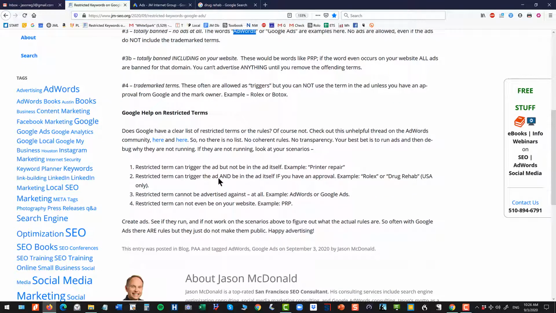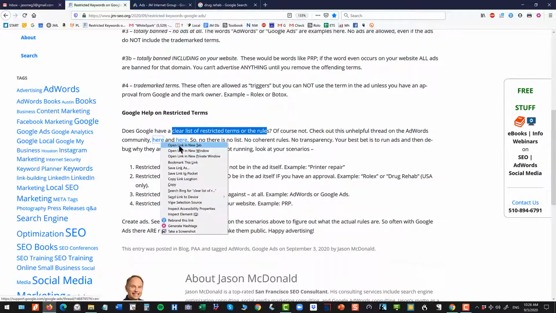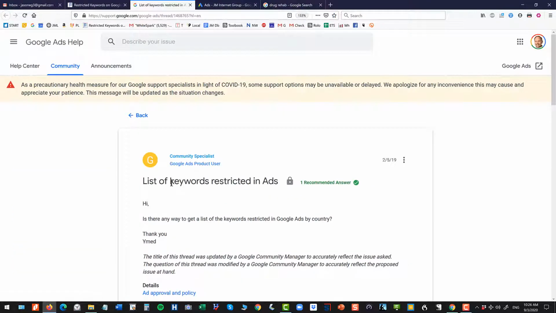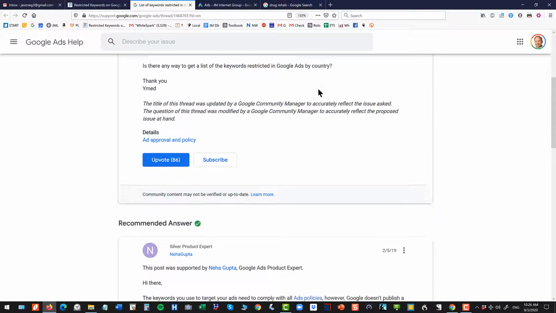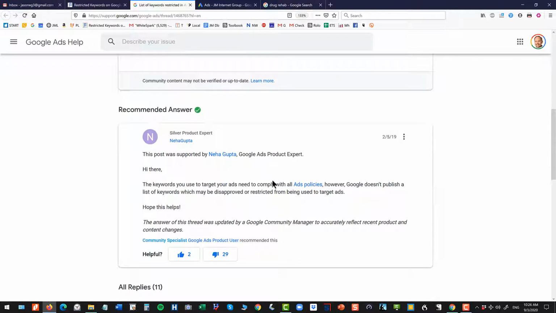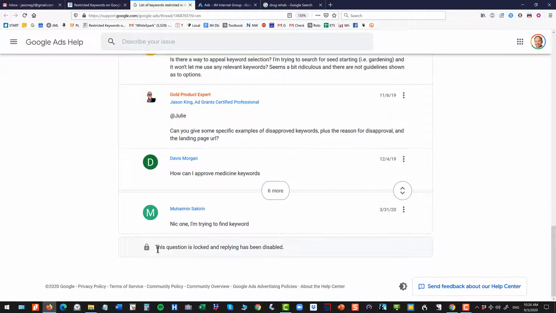Now, just to zig over to something, you might wonder, does Google have a clear list of the restricted terms or the rules? Do they explain what the rules are for these banned terms? Because I was looking myself, I thought, let me do a little Googling and look at what the answer is. List of keywords restricted in ads. Is there any way to get a list of keywords restricted in Google Ads by country? And the person responds, Google products expert, you know, they have to comply with ad policies. Google doesn't publish a list of keywords. Hey, thanks, Google. Really awesome. And then this is even more fun. If you go to the bottom, this question is locked and replying has been disabled. So they not only ban keywords, they don't produce a list of what keywords are banned or what the rules are.